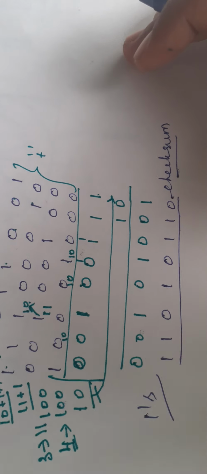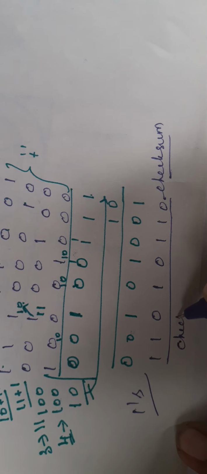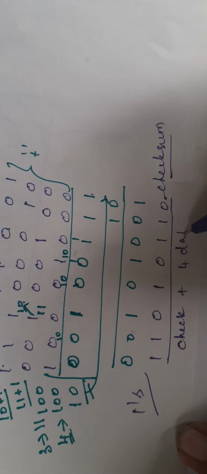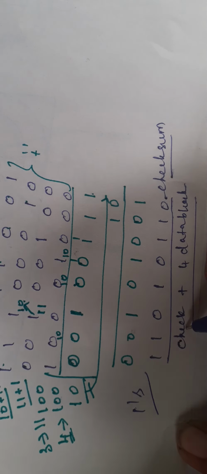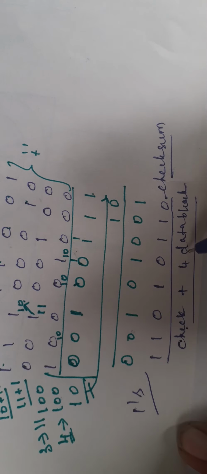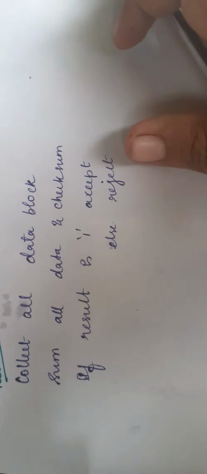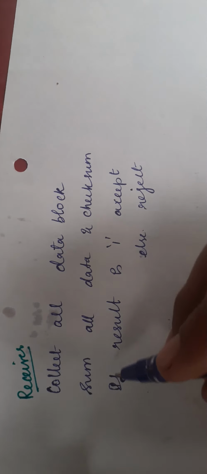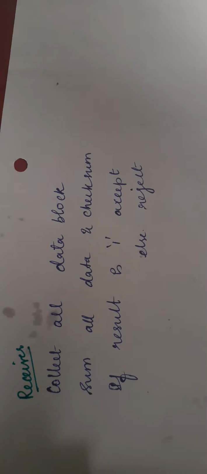So on the transmitter side, they will have the checksum plus four blocks of data. The four blocks of data they will transmit through the medium. Checksum plus four data blocks they will transmit. So how to check on the receiver side? On the receiver side, we have to collect all the data blocks and sum all the data blocks plus the checksum, and if the result is all 1s, accept, or else you will reject.